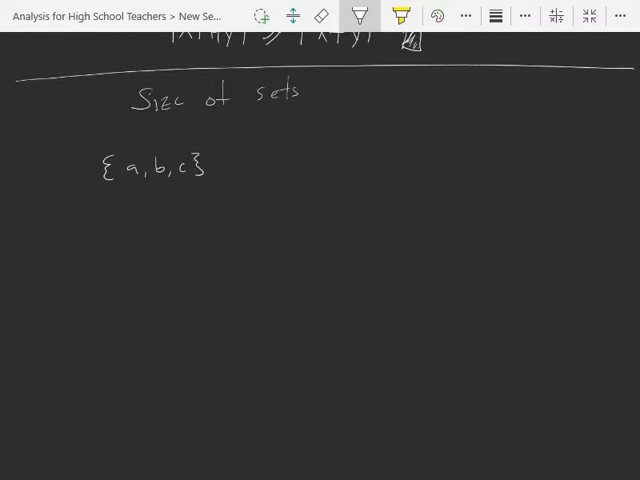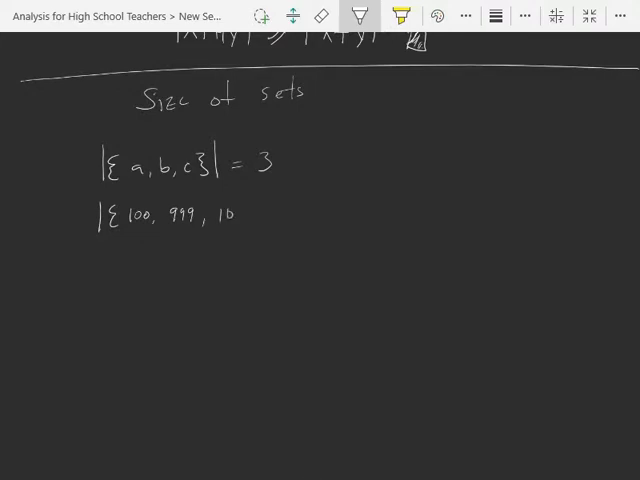If I asked you for the size of this, absolute values again are kind of a measure of how big something is. The size of that is, well, there's 3 elements in there. That's the same as the set, say 100, 999, or 10 to the 10. Right. This, as a set, has 3 numbers in it. It's still size 3.